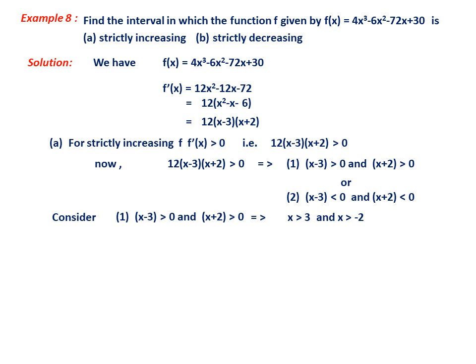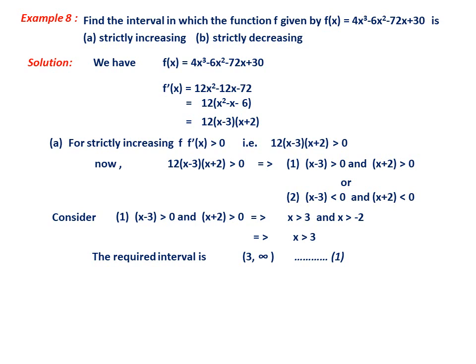What is the common thing now? It should be more than 3. This implies x should be more than 3, because whenever x is more than 3, it is also more than minus 2, because the condition is AND. So this implies the required interval is 3 to infinity. That is, x more than 3 means it is from 3 to infinity. Therefore, in this interval it is increasing.